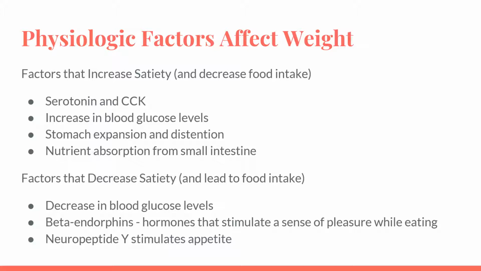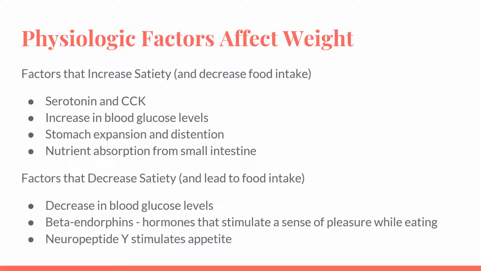As well, when we are digesting our food and we start to absorb the nutrients out of the small intestine, that is also a signal to the brain that we don't need to eat anymore because we are getting what we need. Similarly, on the opposite end, there are factors that decrease satiety and thus cause us to eat more. As blood glucose levels drop, that indicates to the brain, uh-oh, we need to eat something because glucose, the primary energy substrate for all cells in the body, is getting low. So we need to eat to replenish blood glucose levels.